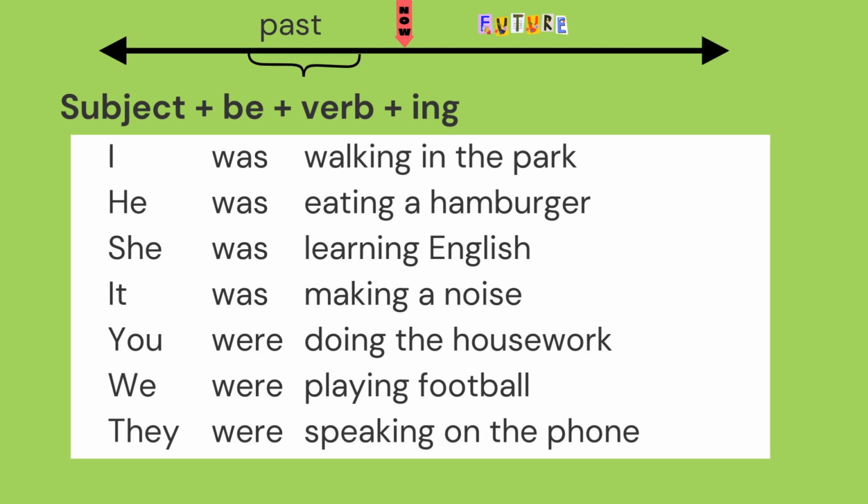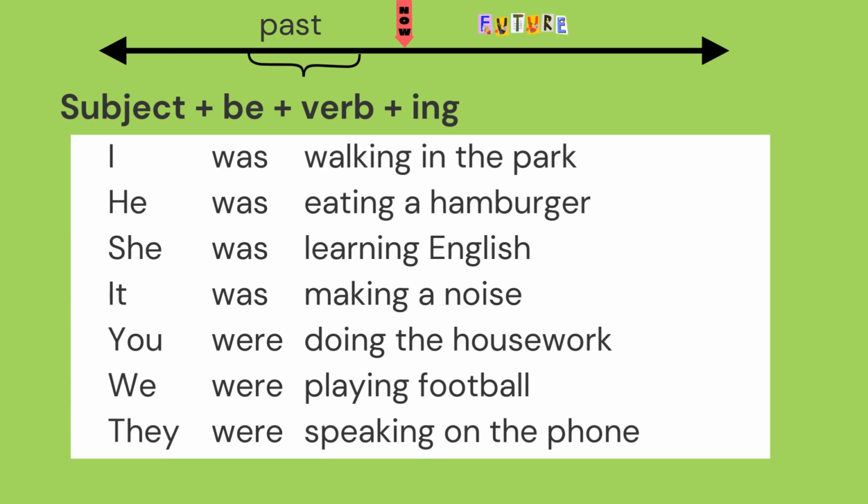So positive, you have your subject, then you have your verb, and then you have your action verb with ing. So I was walking in the park. Read with me. I was walking in the park. He was eating a hamburger. She was learning English. It was making a noise. You were doing the housework. We were playing football. They were speaking on the phone.